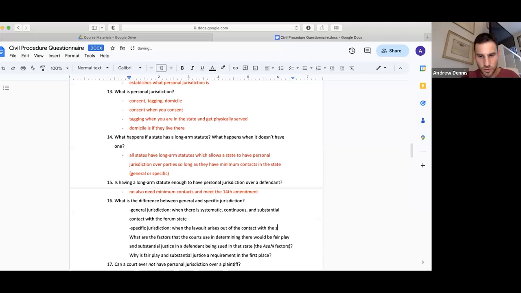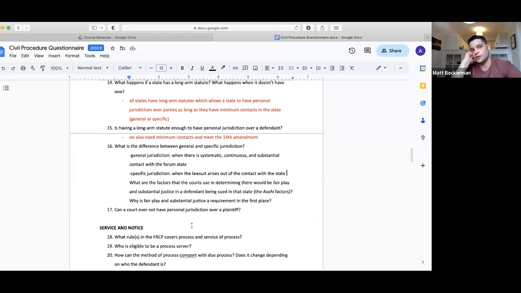So, for instance, if you're driving through Georgia and you get in a car accident, they would have specific jurisdiction over you because you were driving through the state, right? Yeah, only if they're suing you about the car accident, not if they're suing you about something else, right? Because you don't have general jurisdiction.